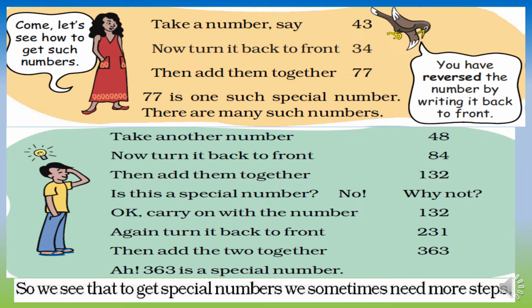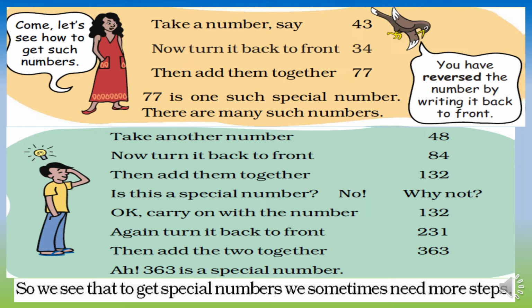Take a number, say 43, now turn it back to front, that is 34, then add them together, that is 77. 77 is one such special number. There are many such numbers. You have reversed the number by writing it back to front. Now take another number, that is 48, now turn it back to front, that is 84, then add them together, that is 132. Is this a special number? No. Why not? Because from left to right and right to left it is not read the same, so it is not a special number yet.